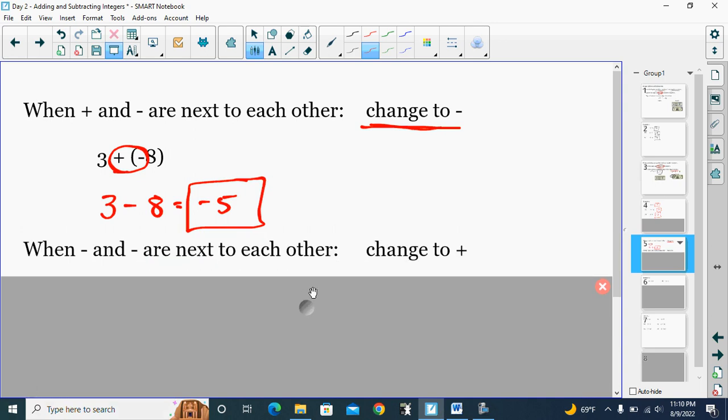Sometimes you might have a minus and a minus next to each other. We are going to change that to a plus sign. If there's a minus and minus next to each other, we change it to a plus.